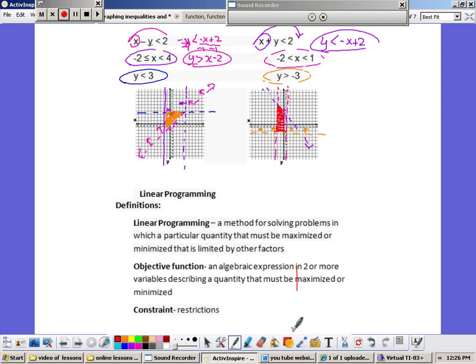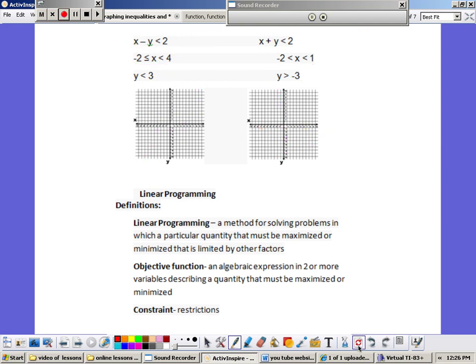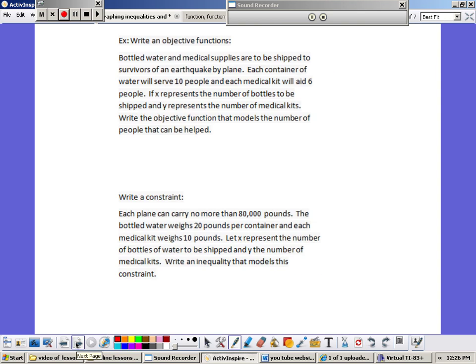Now, why do we need this stuff? Well, believe it or not, companies and other places try to determine the max or min that they can do according to what are called constraints, or restrictions. These inequalities become the constraints. Then they find a profit statement, or an objective function, that allows them to maximize profit or get the least amount of cost. This is called linear programming. So we're going to write some objective functions, write constraints, and then graph it and come up with the best scenario for the situation.